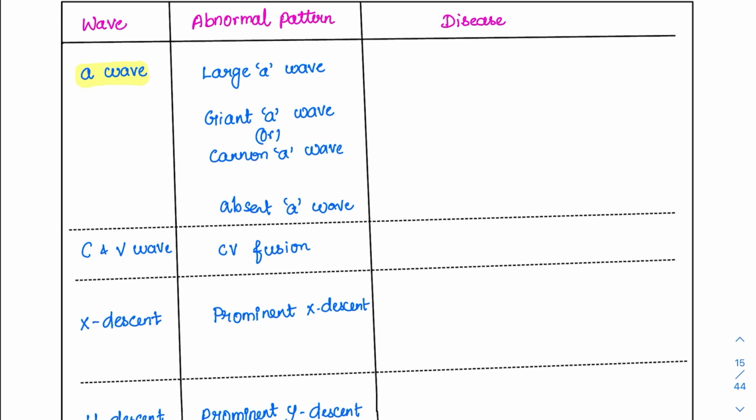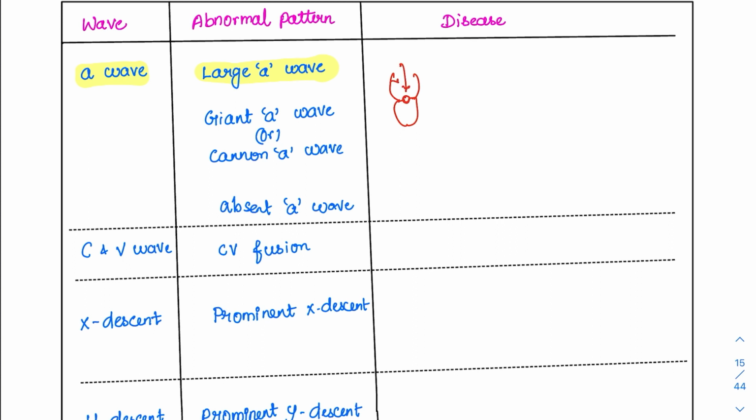A wave is due to the atrial contraction we saw. When can a large A wave happen? Let's try out an example. For example, this is the atria and ventricle. Whenever there is a stenosis here, what will happen? The atria has to pump against high pressure.